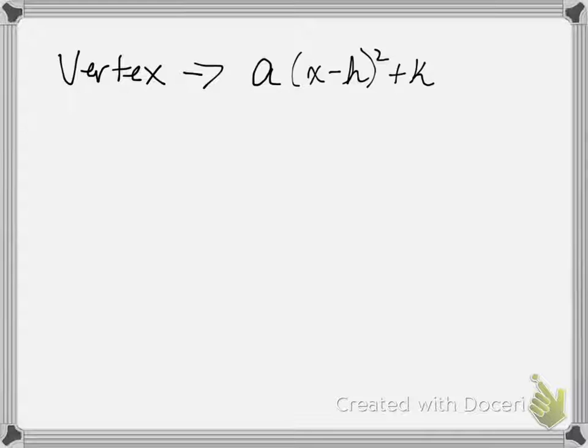So the generic vertex form is a times (x minus h) squared plus k. That should look familiar. That's what we've been getting on completing the square. That's what your answer is written in: a number times parentheses, a variable, plus or minus a number, squared, plus or minus a number.